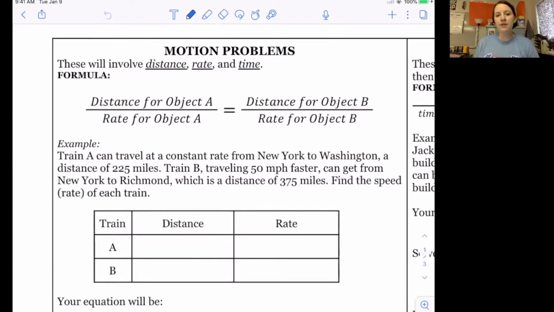Motion problems involve distance, rate, and time. And we're going to set up a proportion, distance over rate equals distance over rate. So we're going to have two objects that we are looking at the distance and the rate of.